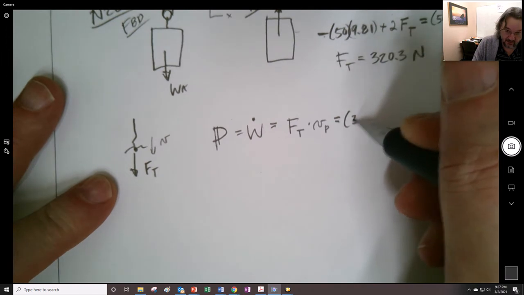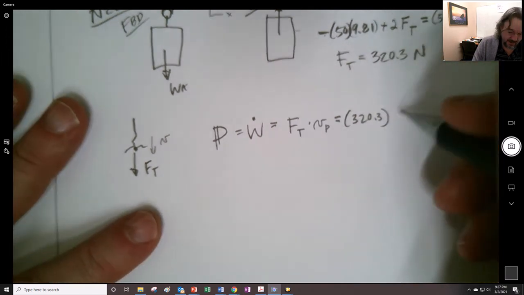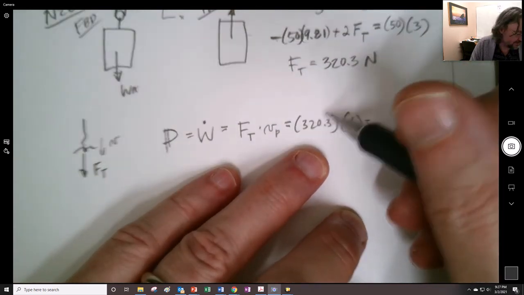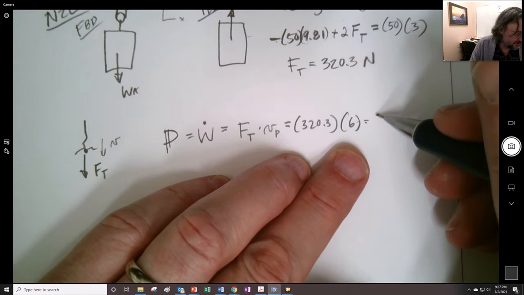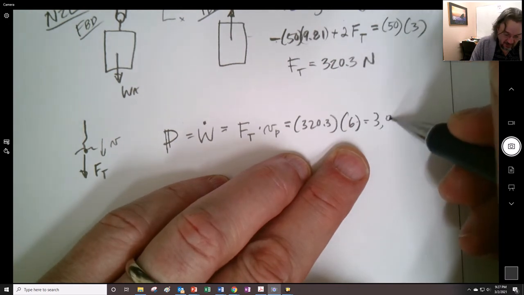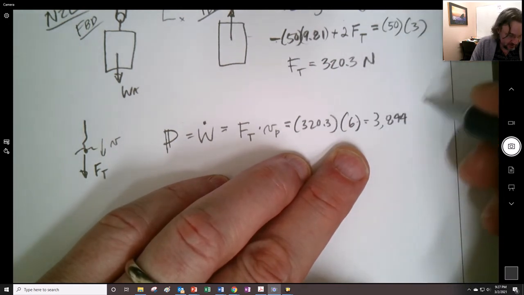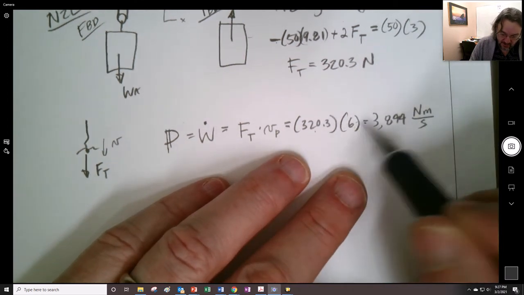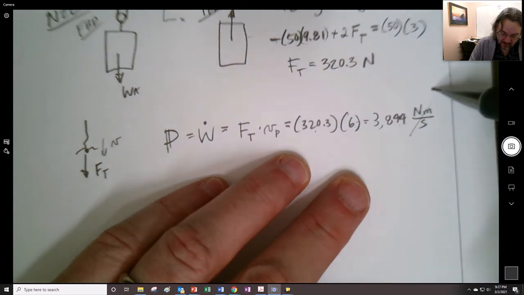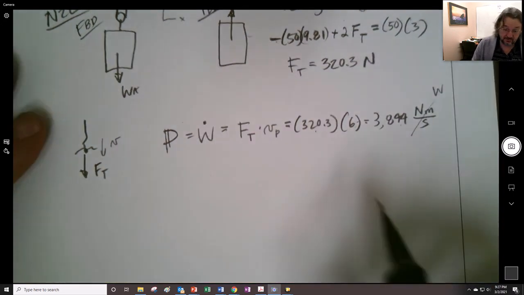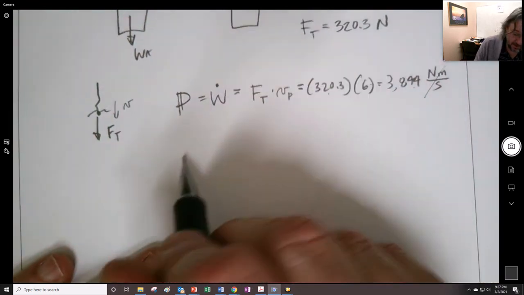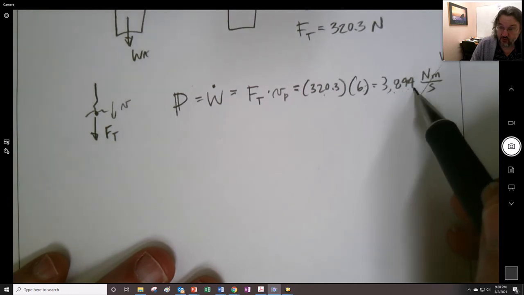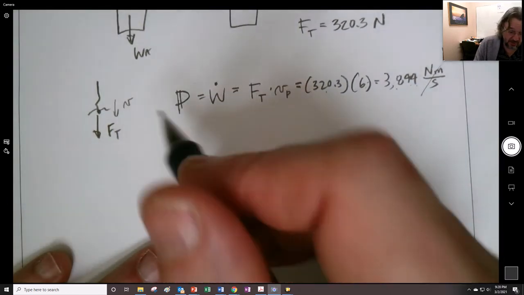And so that's 320.3 times my 6 meters per second. I get, and these are going to be newtons, and these are meters per second, so that's going to be 3,844 Newton meters per second, right? So that's newtons times meters per second, so it's a Newton meter per second. That's also a watt, right? Capital W. So we can even say that this is 3.844 kilowatts, maybe we could say.